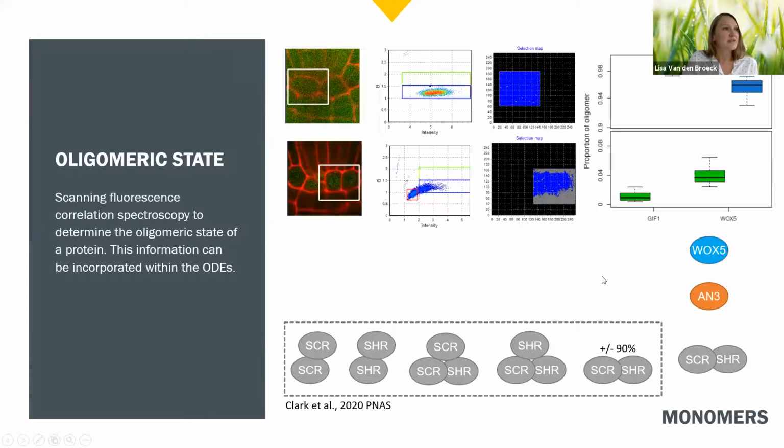Additionally, with our scanning FCS, more specifically number and brightness, we also identified the stoichiometry of WOX5 and AN3, and luckily for us, because it simplifies the model even more, WOX5 and AN3 were only present as monomers.